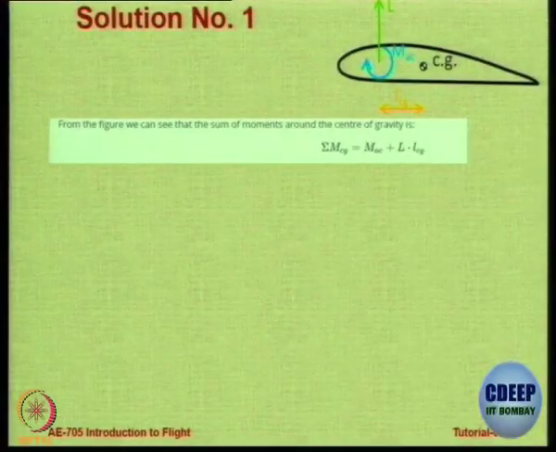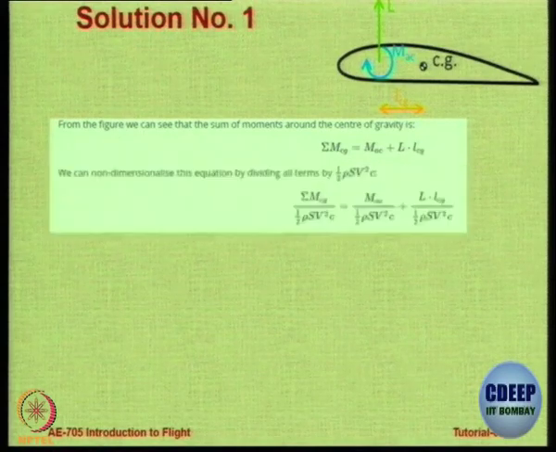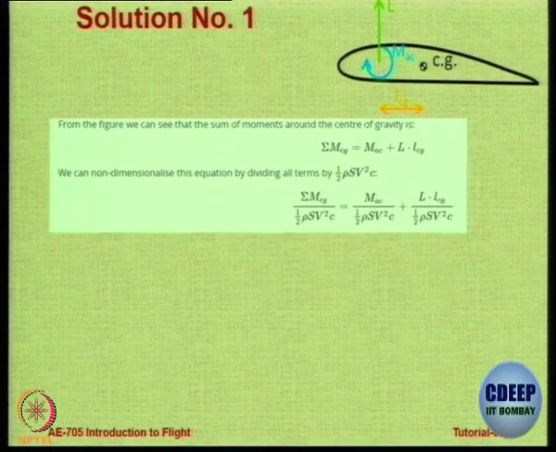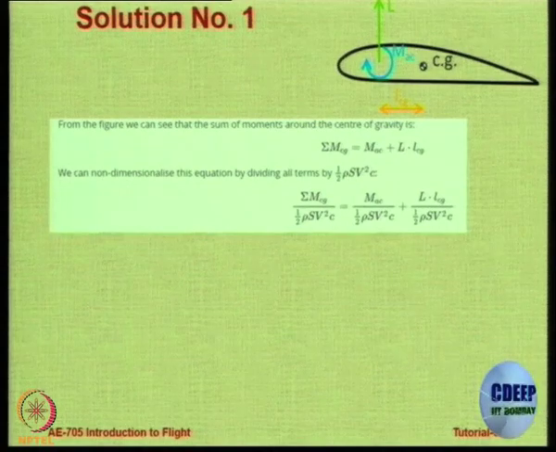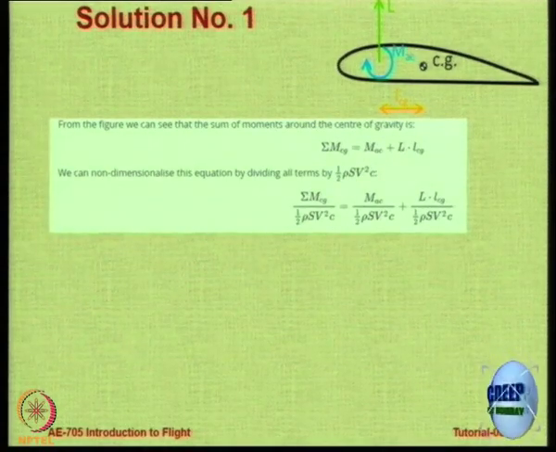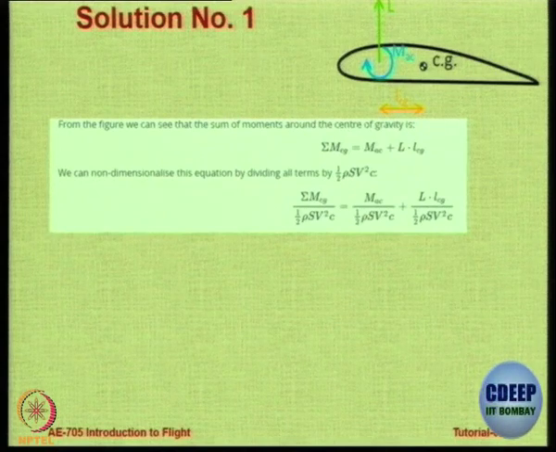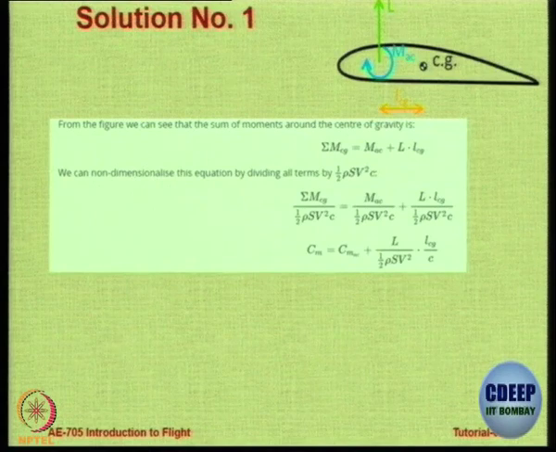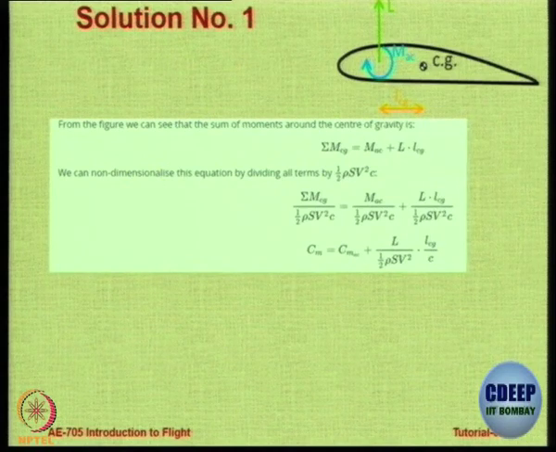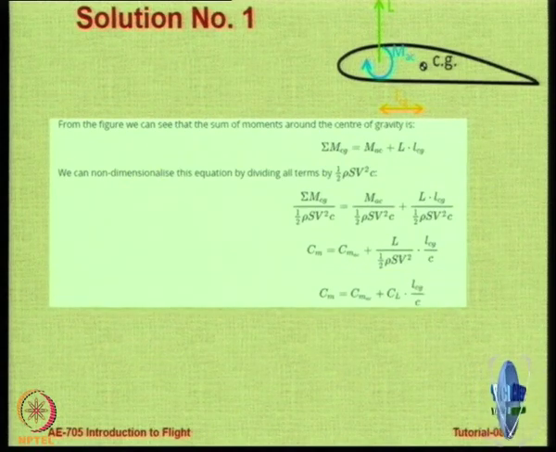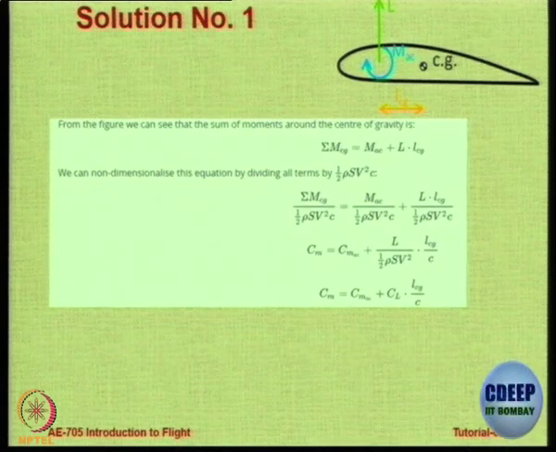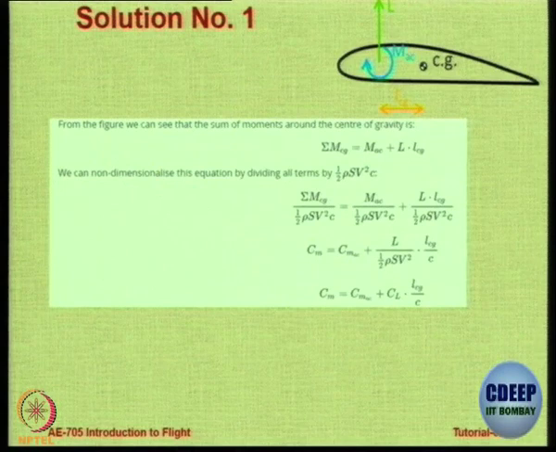So basically we have to take the sum of the moments around center of gravity, which will be MAC plus L times LCG, right? So if you divide both sides by half rho V square S into C to make it non-dimensional, then you get CM is equal to CMAC plus L by half rho V square S into LCG by C, or in coefficient form, CM will be CMAC plus CL into LCG by C.